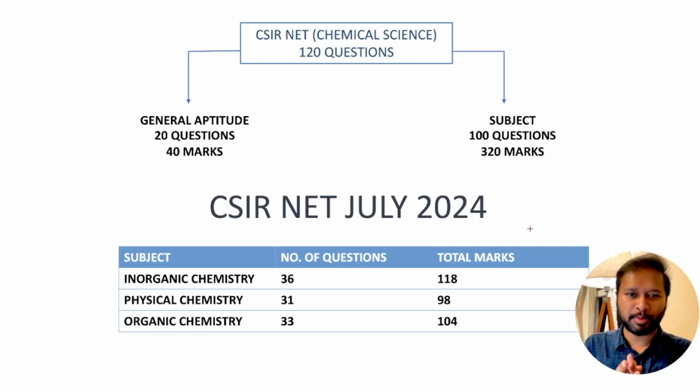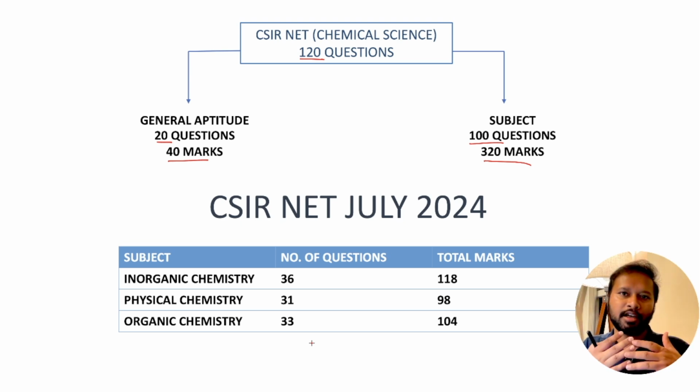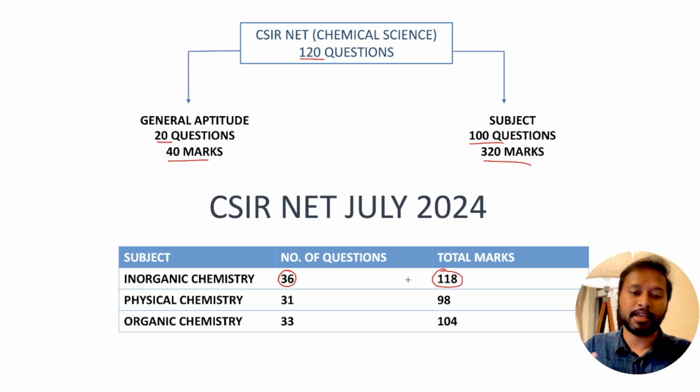Alright, so as I was talking about the whole CSIR NET July 2024 exam, and I have already told you in the introduction that there are 120 questions, out of which 20 questions are asked in general aptitude for 40 marks, whereas 100 questions are asked in chemistry, which are of 320 marks. Now this is how the total marks are distributed among organic, inorganic and physical chemistry. There are a total of 36 questions from inorganic chemistry, and the weightage they carry is 118 marks. So that's the highest weightage.